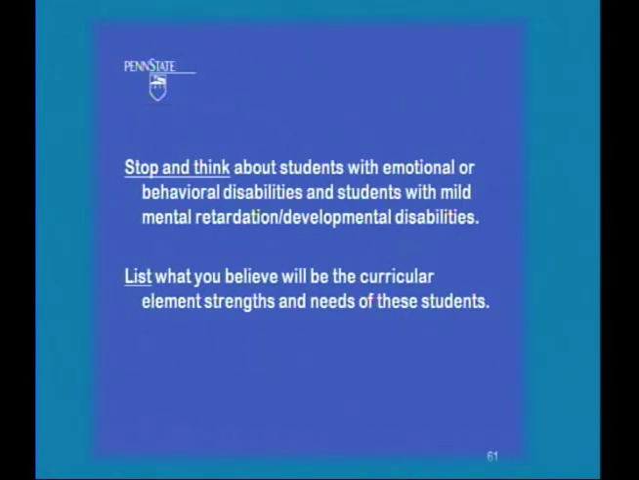Stop and think about students with emotional or behavioral disabilities and students with mild mental retardation. List what you believe will be the curricular elements and strengths and needs of these students.